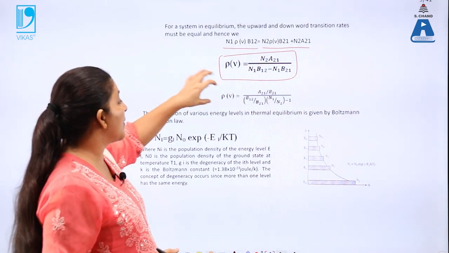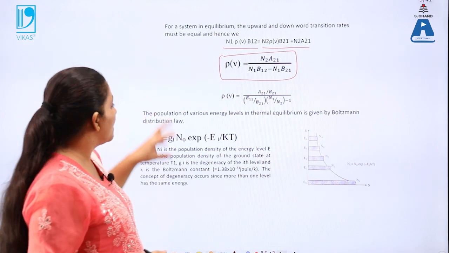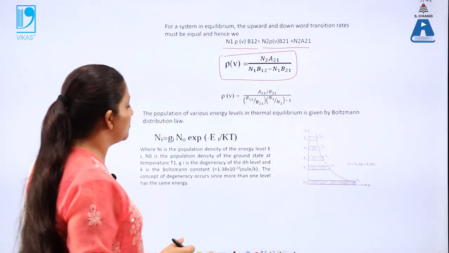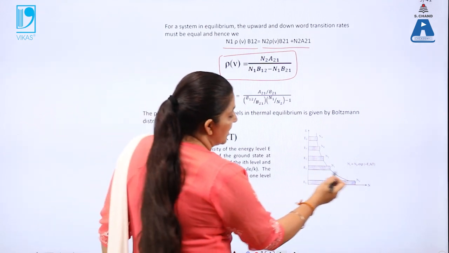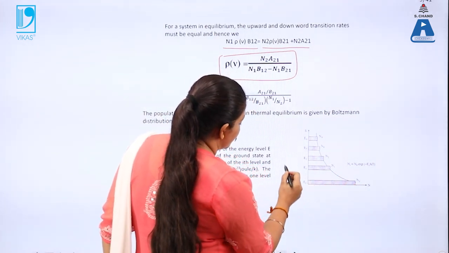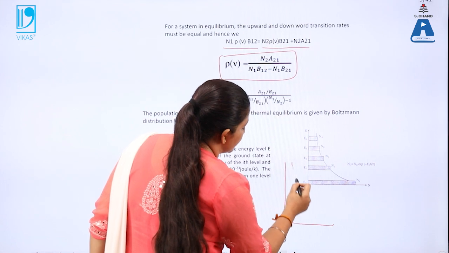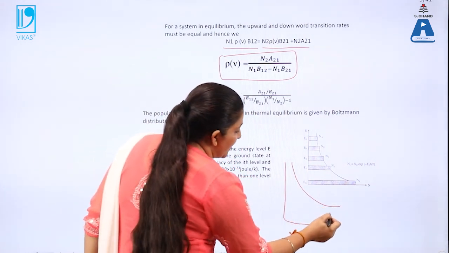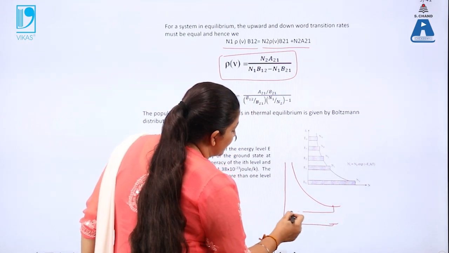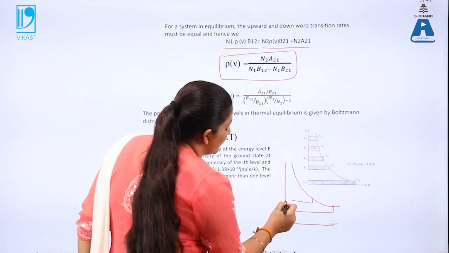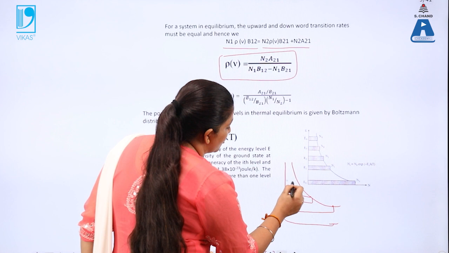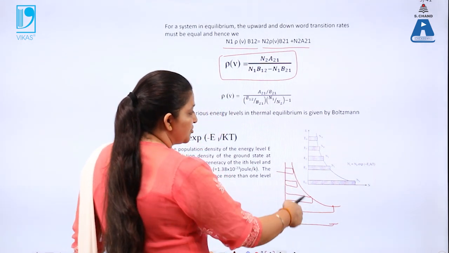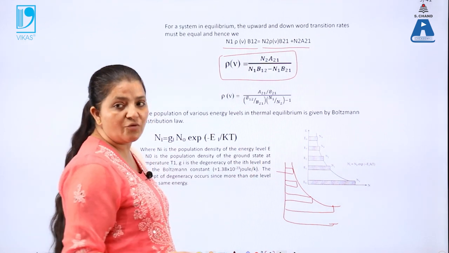Now we know that the population of various energy levels is given by the Boltzmann distribution law. According to the Boltzmann distribution law, the number of atoms in the lower energy state varies exponentially. That means the number of atoms in the ground state is very large, as we move from the lower energy state to the higher energy state, and the energy goes on increasing.